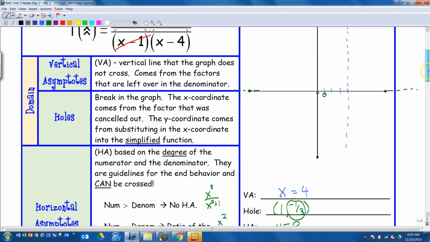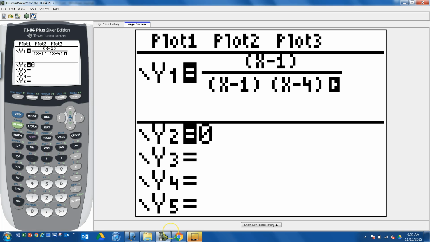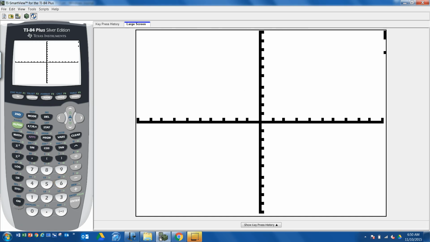Let's look at the graph and graph this. Alright, so here's my graph. Here's my equation. I already typed it in. And then I'm going to zoom 6 just to make sure.